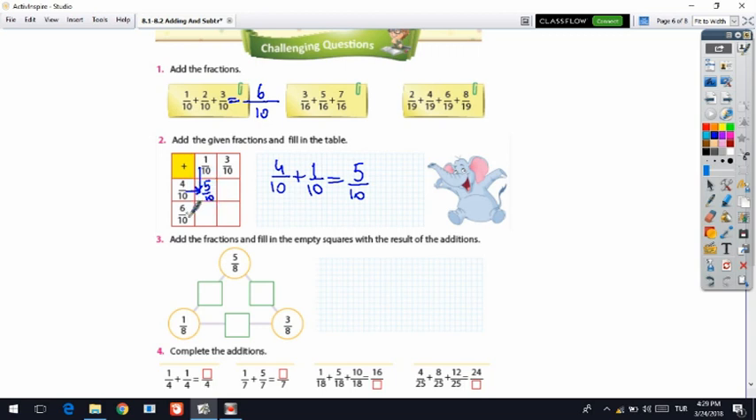Also, it's like that. You have to bring 6 over 10, you have to bring 1 over 10, then you have to add this. Okay, question 3. Add the fractions and fill the empty squares with the result of addition. Everybody first, add the fraction.